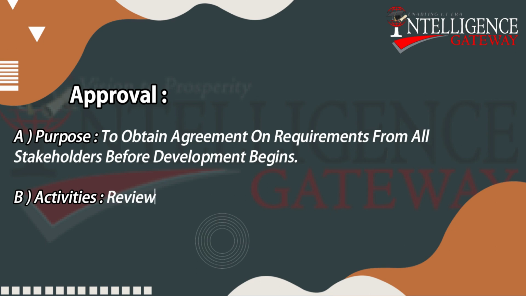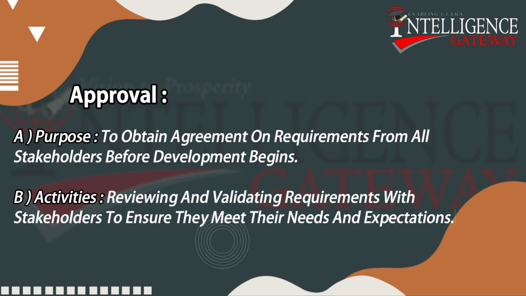Approval. A. Purpose. To obtain agreement on requirements from all stakeholders before development begins. B. Activities. Reviewing and validating requirements with stakeholders to ensure they meet their needs and expectations.